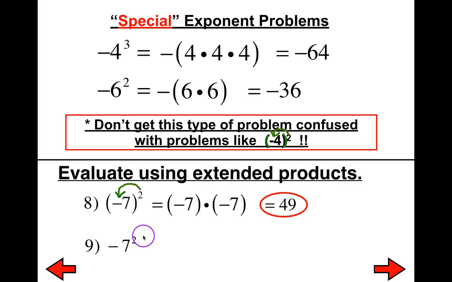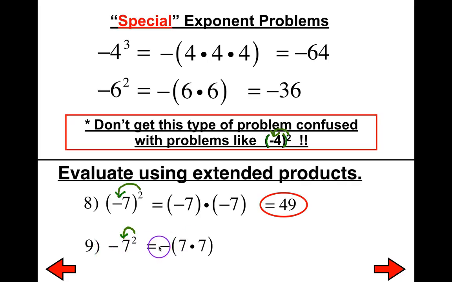Okay, next one. What about this one? So you notice this one is slightly different than the one before. This one does not have parentheses. So what exactly is being squared? It's just the 7, okay? Because parentheses would tell me that it's negative, but there isn't any, so my base is actually positive. So what this really means is take the opposite of 7 squared.